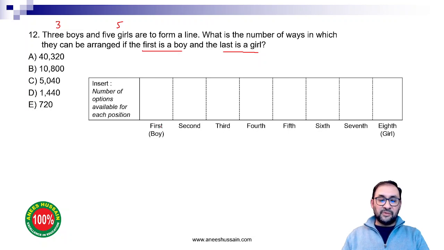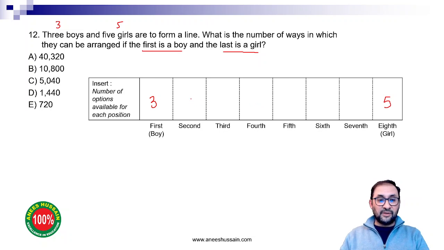The first is supposed to be a boy. So we have 3 options for the first position. The last is supposed to be a girl. So the last person, the 8th person, is a girl. There are 5 girls to choose from. So there are 5 options here. And once these 2 positions have been filled, the remaining positions in the middle, there are 6 positions in the middle. They can be filled by any of the remaining 6 people, because out of 8 people, you've used 1 person for the boy and 1 person for the girl. So out of 8 people, you've chosen 2 already. What you're left with are 6 people.